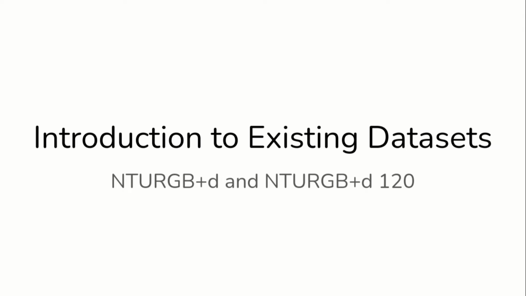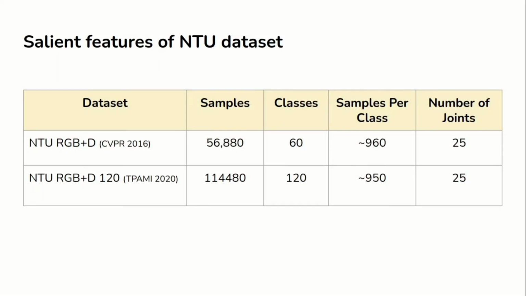Skeleton-based human action recognition gained wide attention since the release of these two large-scale action datasets named NTU-RGBD and NTU-RGBD120. These are a few of the key features of this dataset. The NTU-RGBD dataset contains 56,880 sequences spanning over 60 different action categories. An extension of this dataset, NTU-RGBD120, contains 114,480 sequences spanning over 120 different action categories.